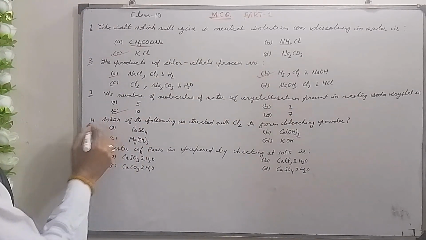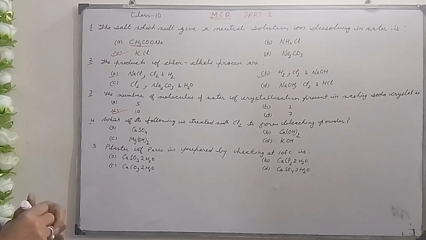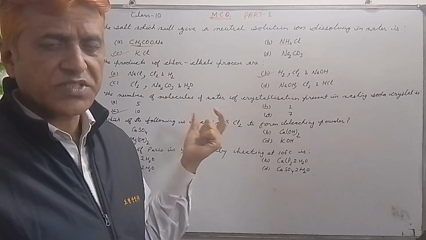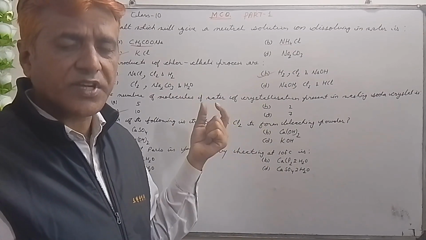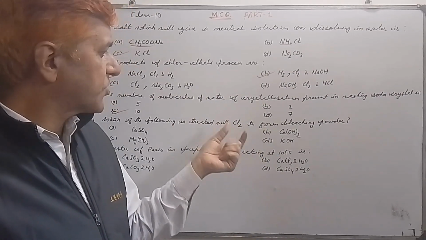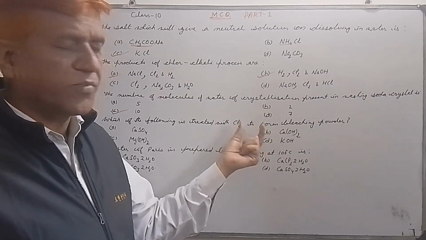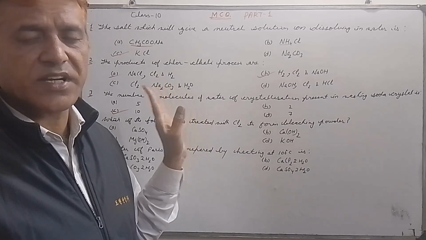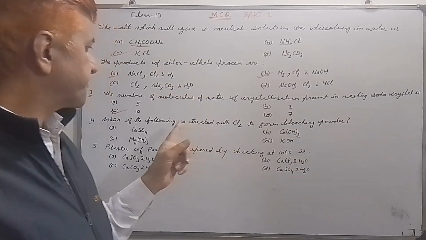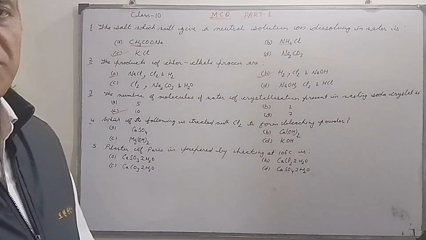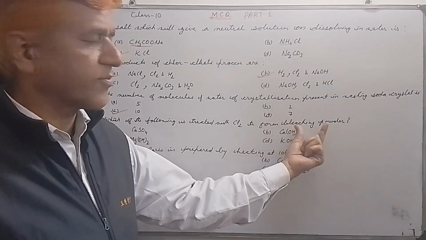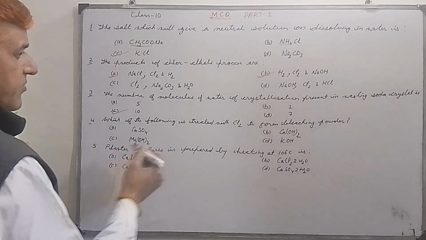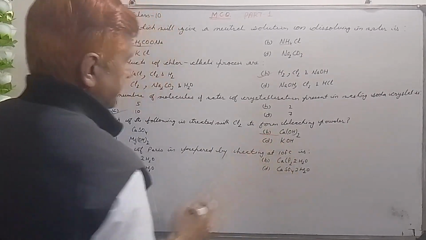Question number 4. Which of the following is treated with chlorine to form bleaching powder? So my dear students, always remember that to form bleaching powder, we always take two chemicals. First is calcium hydroxide and second is chlorine. So chlorine is treated with calcium hydroxide to form bleaching powder. Bleaching powder is calcium oxychloride. So my dear students, B option is correct.